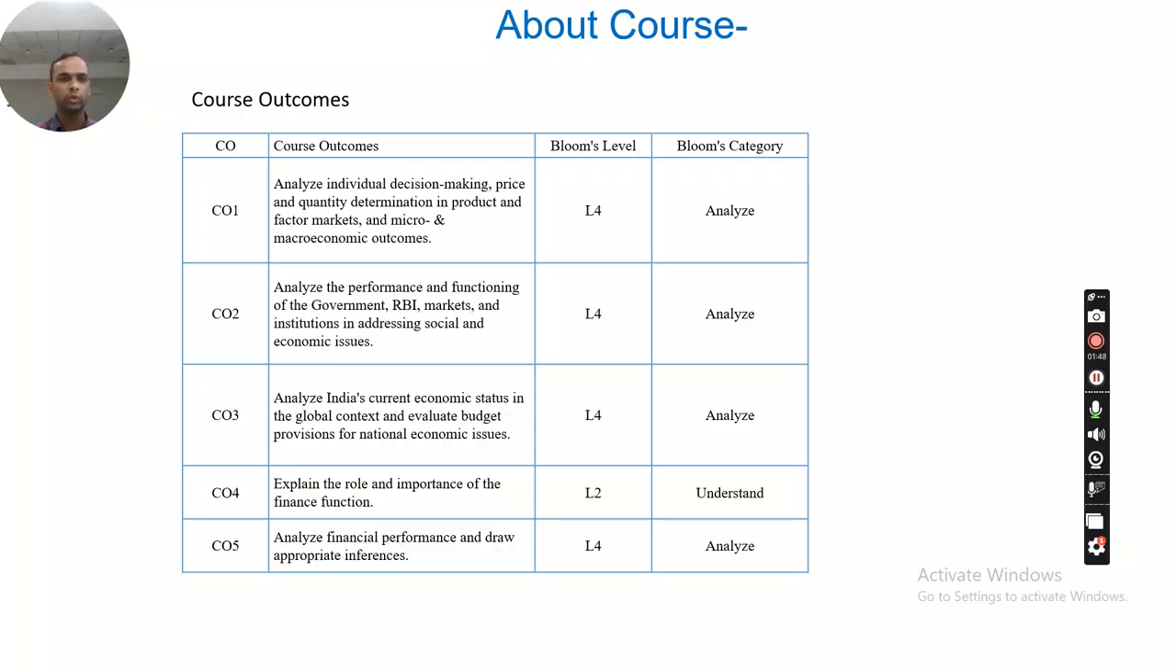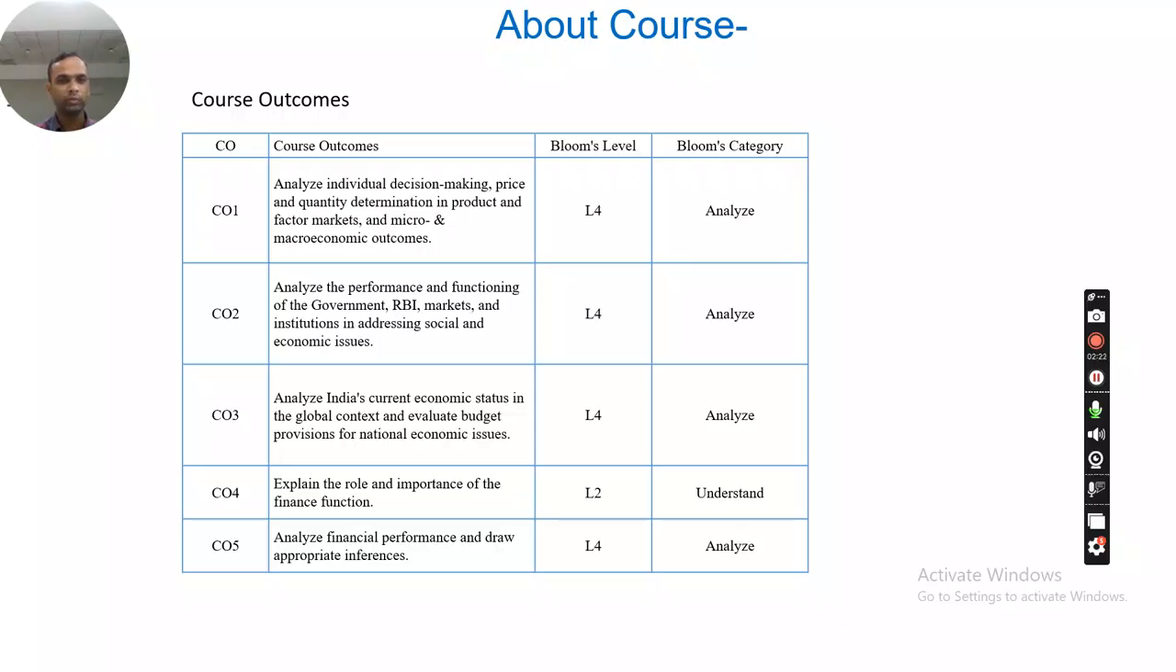The second course outcome is to analyze the performance and functioning of the government, RBI, markets and institutions in addressing social and economic issues. For this outcome, the Bloom's level is L4 and the category is again analyze. The third outcome is to analyze India's current economic status in the global context and evaluate budget provisions for national economic issues. Again, the Bloom's level and category are the same, that is L4 and analyze.